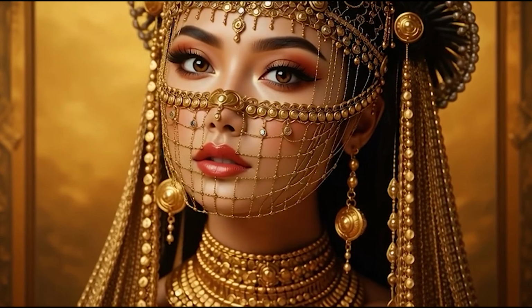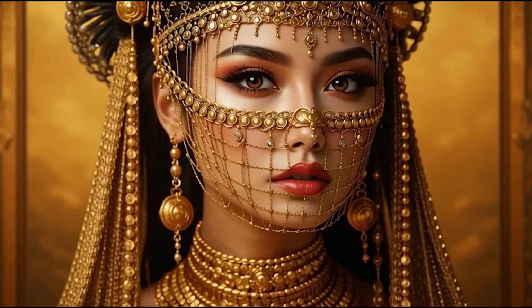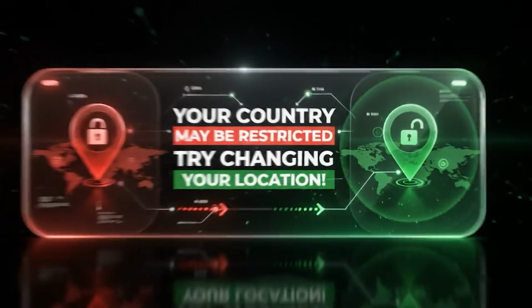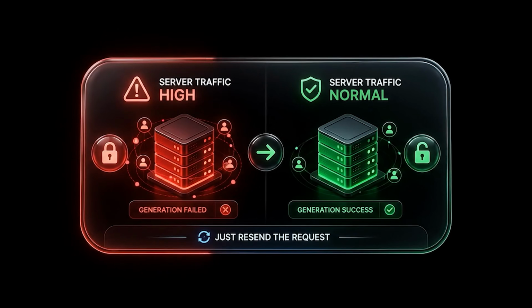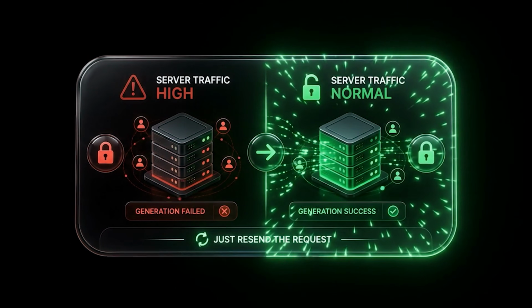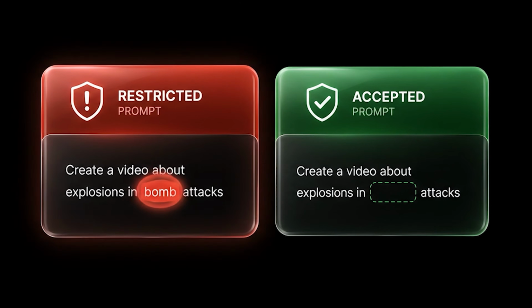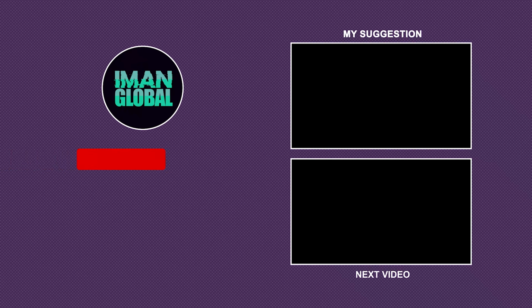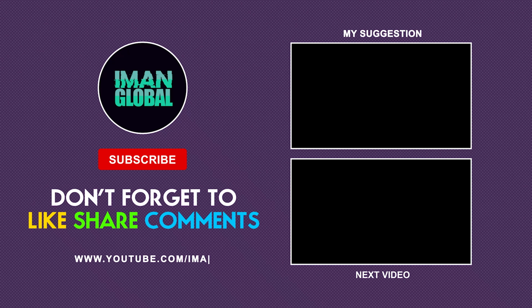One last thing before you go. If something doesn't work, there are usually 3 reasons. Your country may be restricted, change your location. A generation may fail because of server traffic, just resend the request. Or your prompt may contain restricted words or topics, remove the flagged word and try again. Keep these 3 things in mind, and it should work for you just like it did for me.